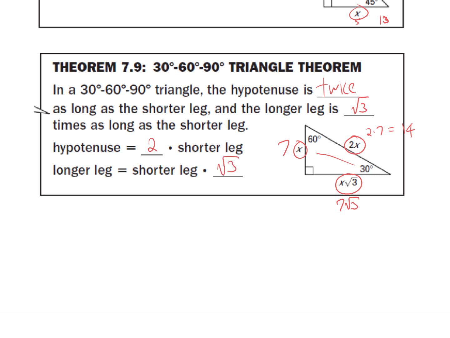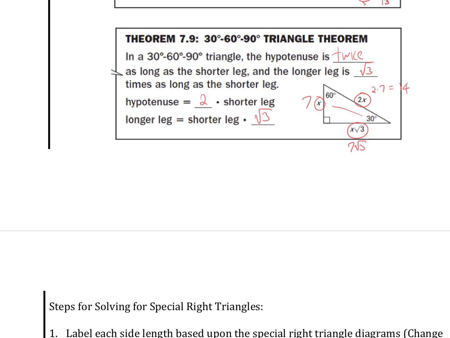Okay? So let me just draw these triangles again because I think they're kind of important. So we're going to go like this. This is 90, this is 45, 45. I would have these drawn in your notes somewhere. It'd be kind of important. So this is going to be x, x, and x square root of 2.